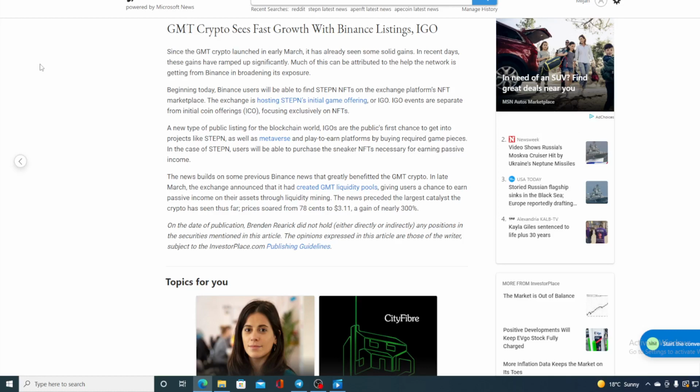Take a look at this, folks. GMT Crypto sees fast growth with Binance listing IGO.